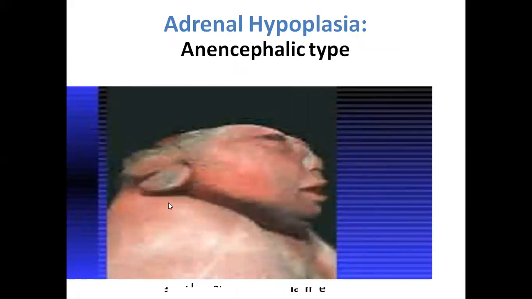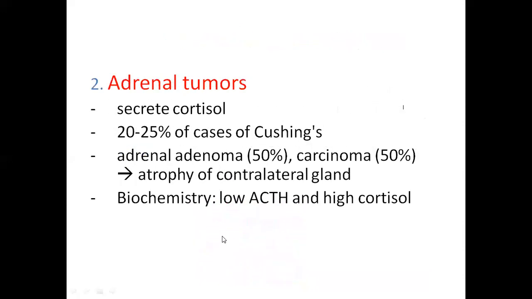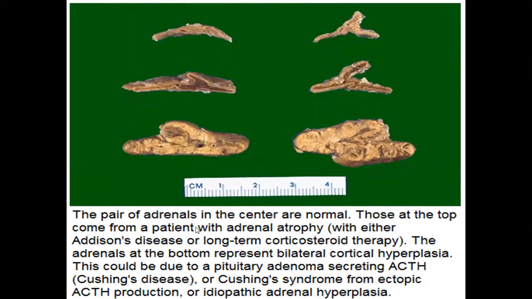Okay. So in case of adrenal hypoplasia, the baby usually suffers with anencephaly, where the cranial vault is not formed properly. Cytomegaly is large polyhedral cells you will find in the adrenal cortex. So generally seen are adrenal tumors.